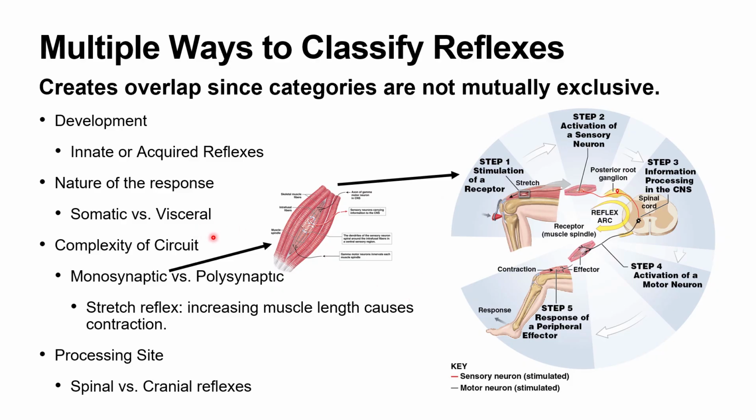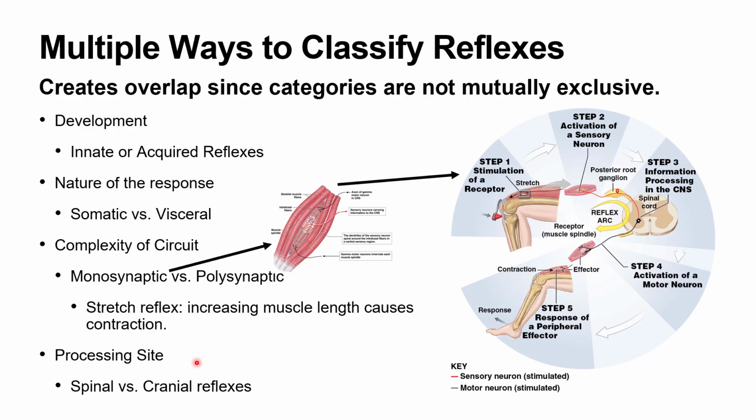And then, of course, we classify reflexes on the complexity of their circuit. We have monosynaptic reflexes, such as what we see through our example right here, through our somatic reflex. And then we have polysynaptic reflexes. Polysynaptic reflexes are going to be more common with our visceral types of reflexes because we end up seeing multiple systems involved. But of course, another excellent example of a monosynaptic reflex would be a stretch reflex, like we see for a knee jerk or a patellar reflex.